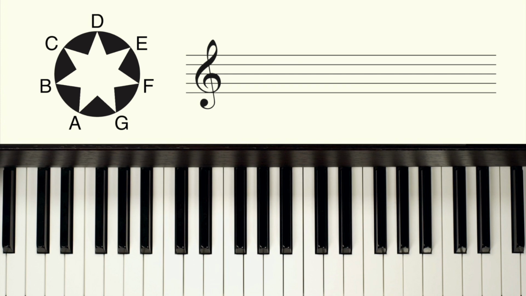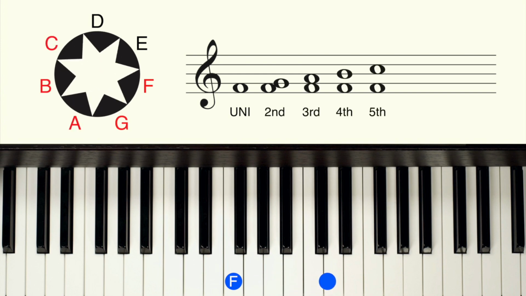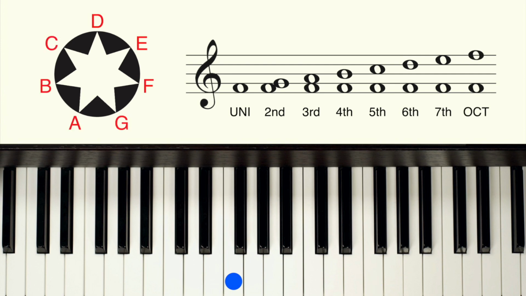Now there's a useful trick for remembering what all the intervals look like on the staff. Here they are again: unison, second, third, fourth, fifth, sixth, seventh, and the octave. Notice how the odd-numbered intervals, the third, the fifth, and the seventh, contain both space notes, or both line notes. But the even-numbered intervals, the second, fourth, sixth, and octave, do not. If the bottom note is a space note, the top note is on a line, or vice versa.